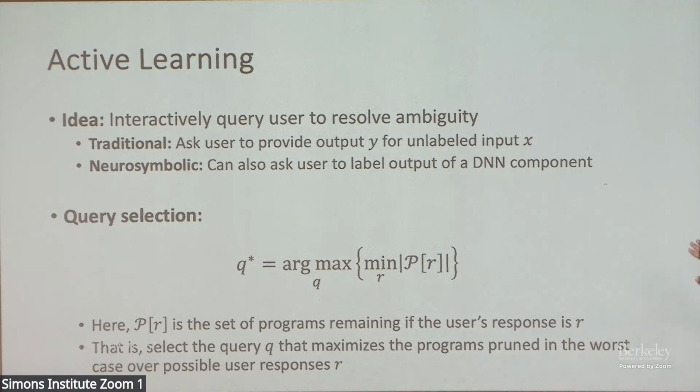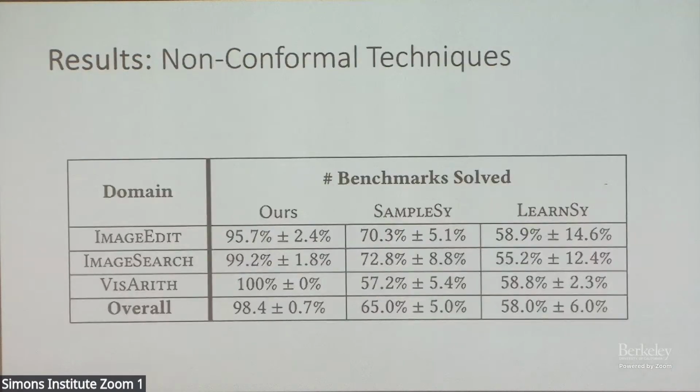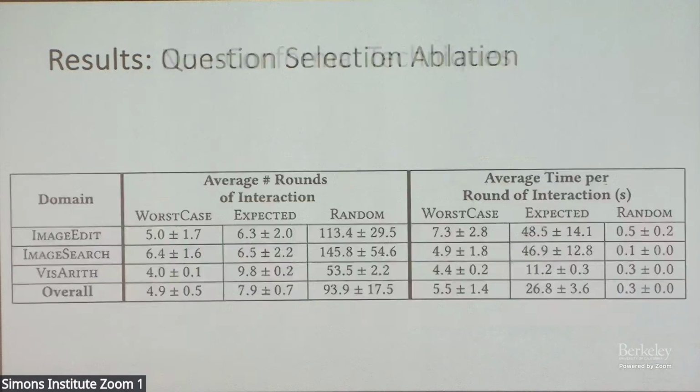And we have some optimizations here that get a speed up, so I'm not going to go through the results. Basically, our system works. We solve the benchmarks most of the time, so conformal prediction works. And we also have a bunch of optimizations, and our question selection does really well compared to some existing and naive baselines.